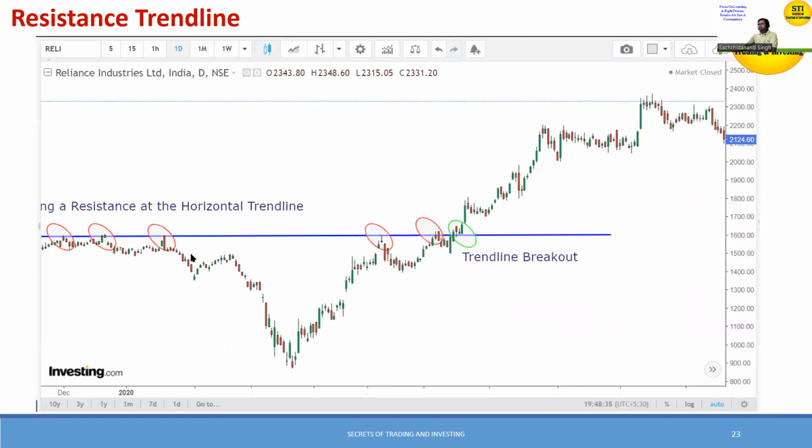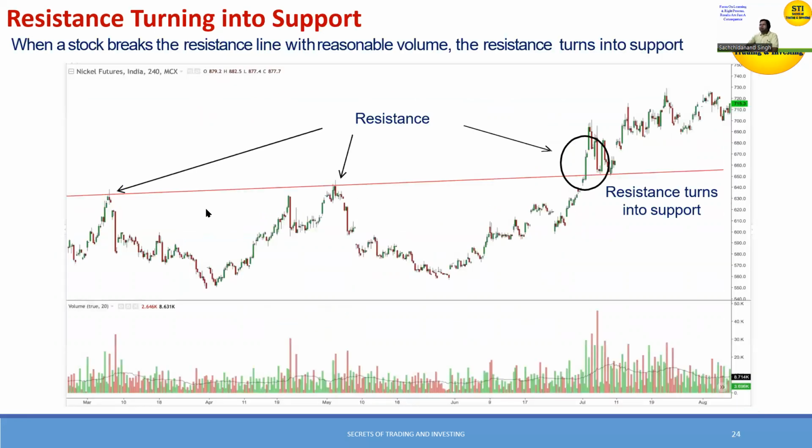And whenever a resistance line breaks, it is called a trend line breakout, because it's a resistance. That means it's stopping the price from going up. When it breaks, it will be the breaking out, meaning breaking and going above the resistance line. Right. A few more examples.